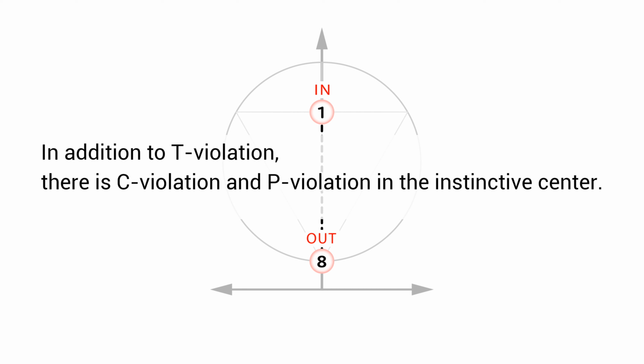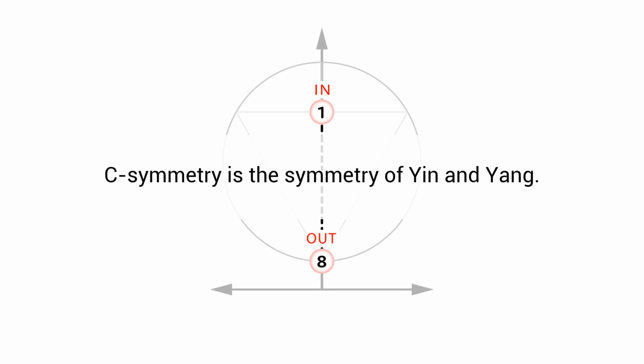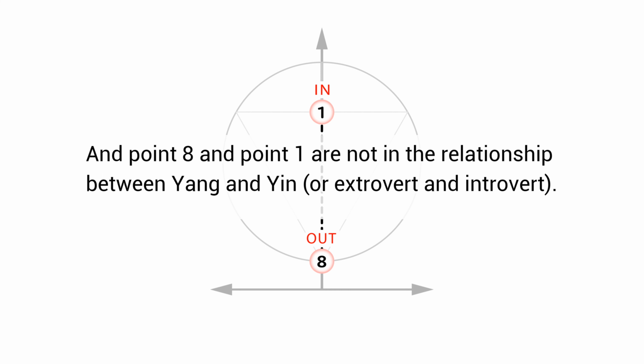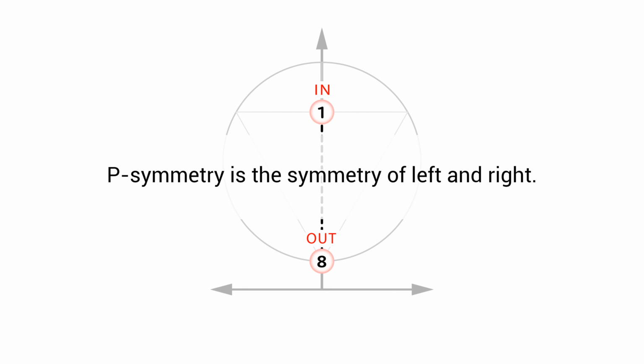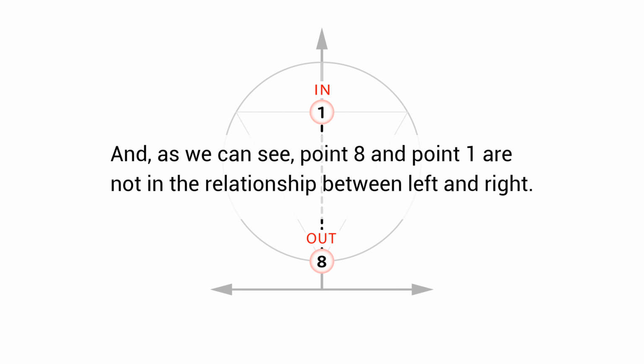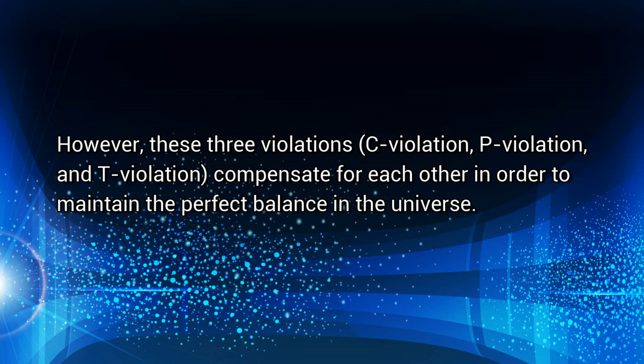In addition to T violation, there is C violation and P violation in the instinctive center, as discussed previously. C symmetry is the symmetry of yin and yang, and point 8 and point 1 are not in the relationship between yang and yin, or extrovert and introvert. They are both extroverted. P symmetry is the symmetry of left and right, and, as we can see, point 8 and point 1 are not in the relationship between left and right. However, these three violations, C violation, P violation, and T violation, compensate for each other in order to maintain the perfect balance in the universe.